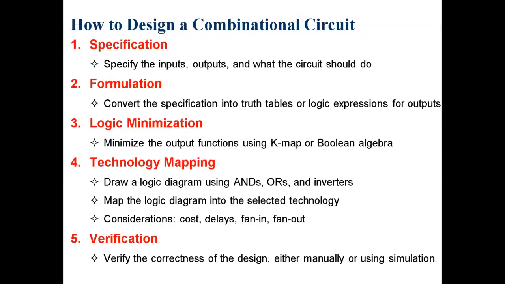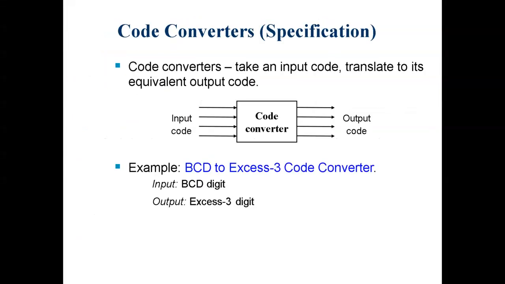And then we do the technology mapping. We can do the SOP implementation, the POS implementation, the NAND implementation, the NOR implementation, or the mixed gate approach implementation. So there are a lot of implementations. These are all the steps for how we can design a combinational circuit. And now I will explain this with an example.